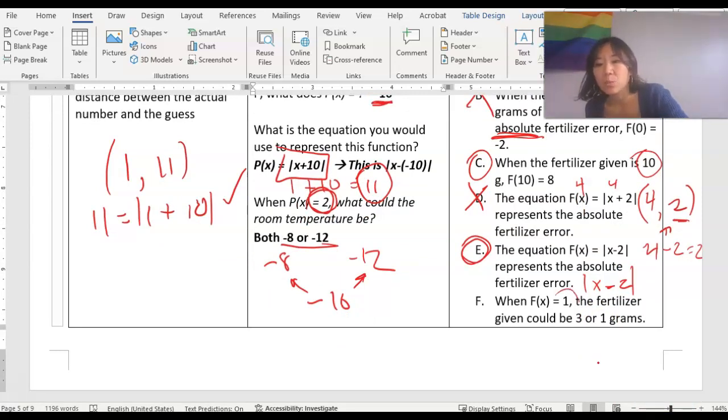When f of x equals 1, the fertilizer amount could be 3 or 1 grams. That is also true because it's supposed to be 2, right? This value is 1 too much, and this value is 1 too little.